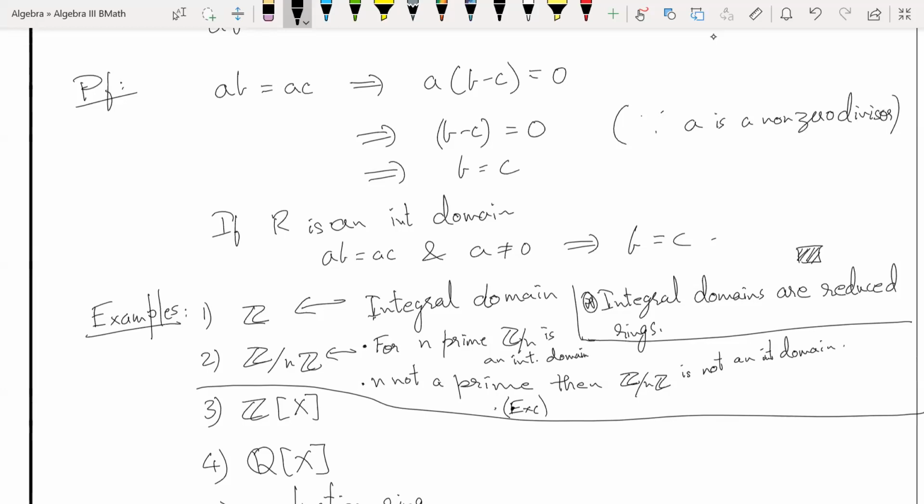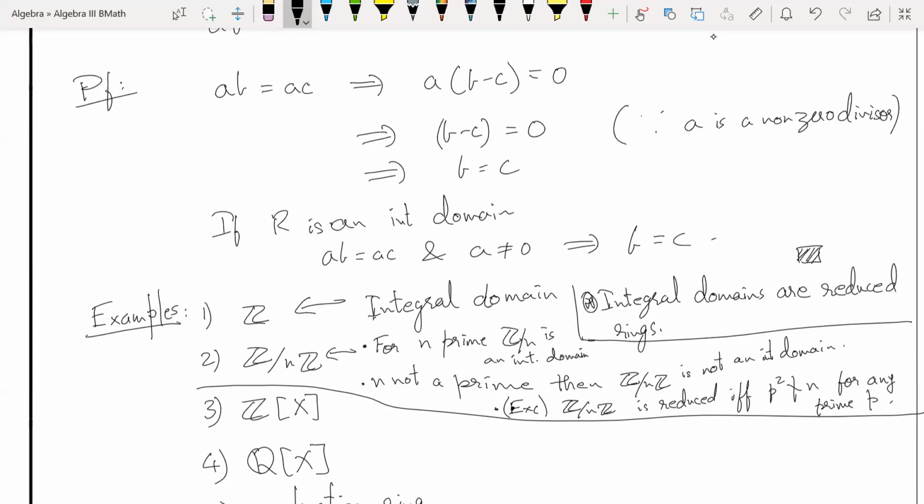Z mod nZ is reduced if and only if n is square free. That is, p squared does not divide n for any prime p. This is what it means to say n is square free.